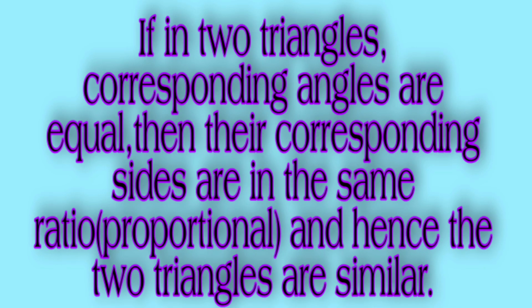Statement of this particular theorem: if in two triangles corresponding angles are equal, then their corresponding sides are in the same ratio or proportion. Once again, if in two triangles corresponding angles are equal, then their corresponding sides are in the same ratio, and hence the two triangles are similar.